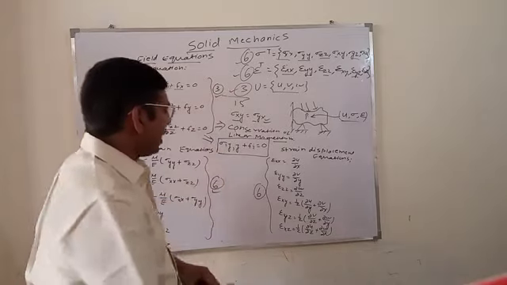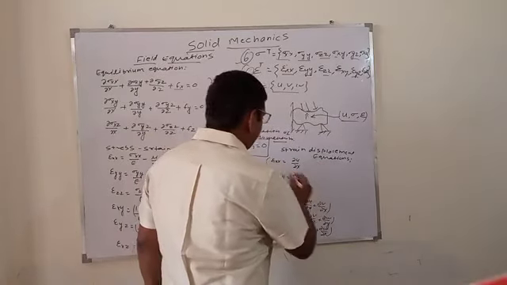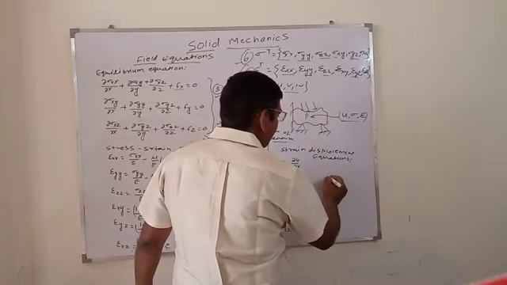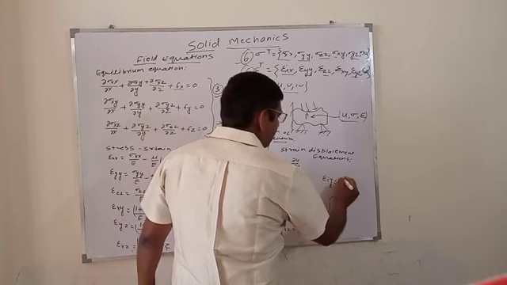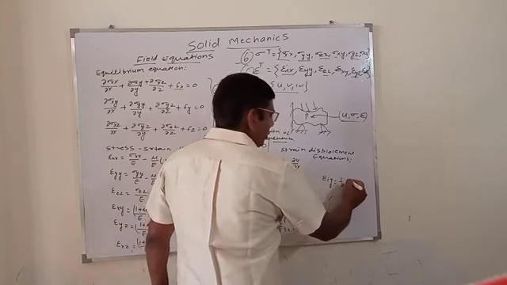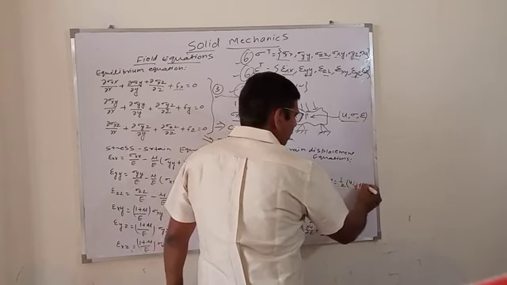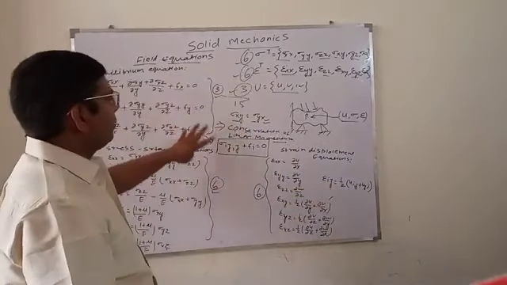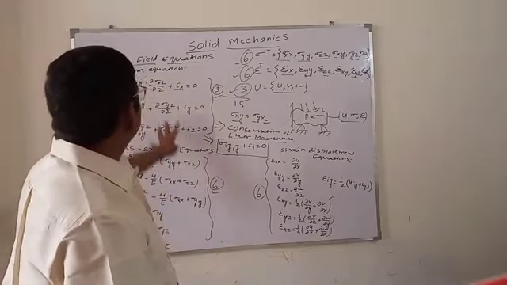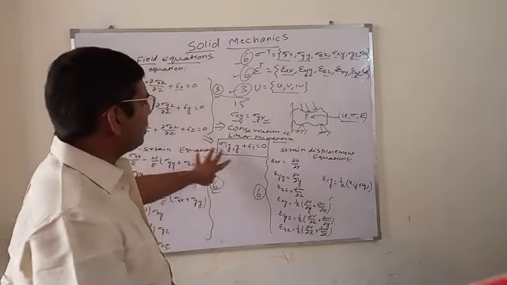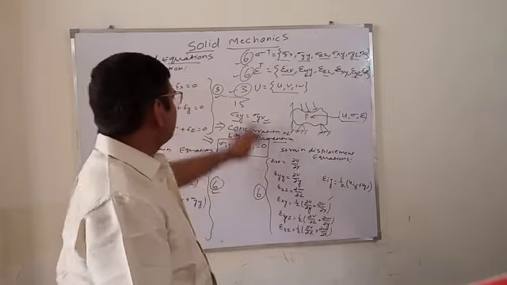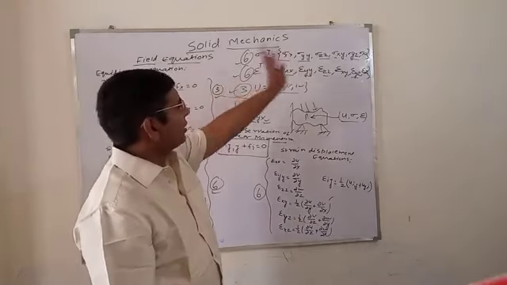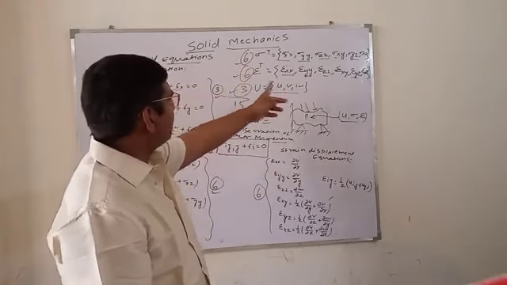These equations can also be written in tensorial form: epsilon ij is equal to half into ui comma j plus uj comma i. So these are the 15 equations: 3 from the equilibrium equation, 6 from the stress strain equation, and 6 from the strain displacement equation. These are the field equations. If we solve these equations, then we can get all these components: the stress tensor, the strain tensor, and the displacement components.